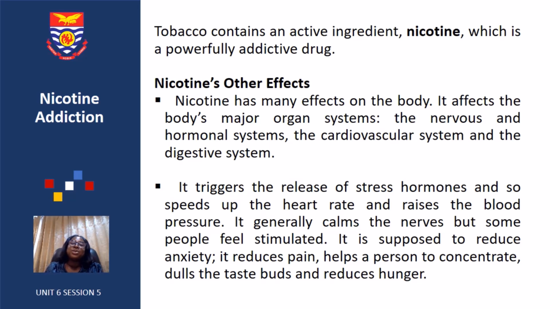As we've said earlier on, tobacco contains an active ingredient that we call nicotine, which is a powerfully addictive drug. People become so addicted to tobacco because of the presence of what? Nicotine in it. What are some of the effects of nicotine? It has many effects. It affects the body's major organ systems: the nervous and hormonal system, the cardiovascular system, and the digestive system. When you take in this cigarette which contains nicotine, that is the work of nicotine, destroying most of the systems in the body.